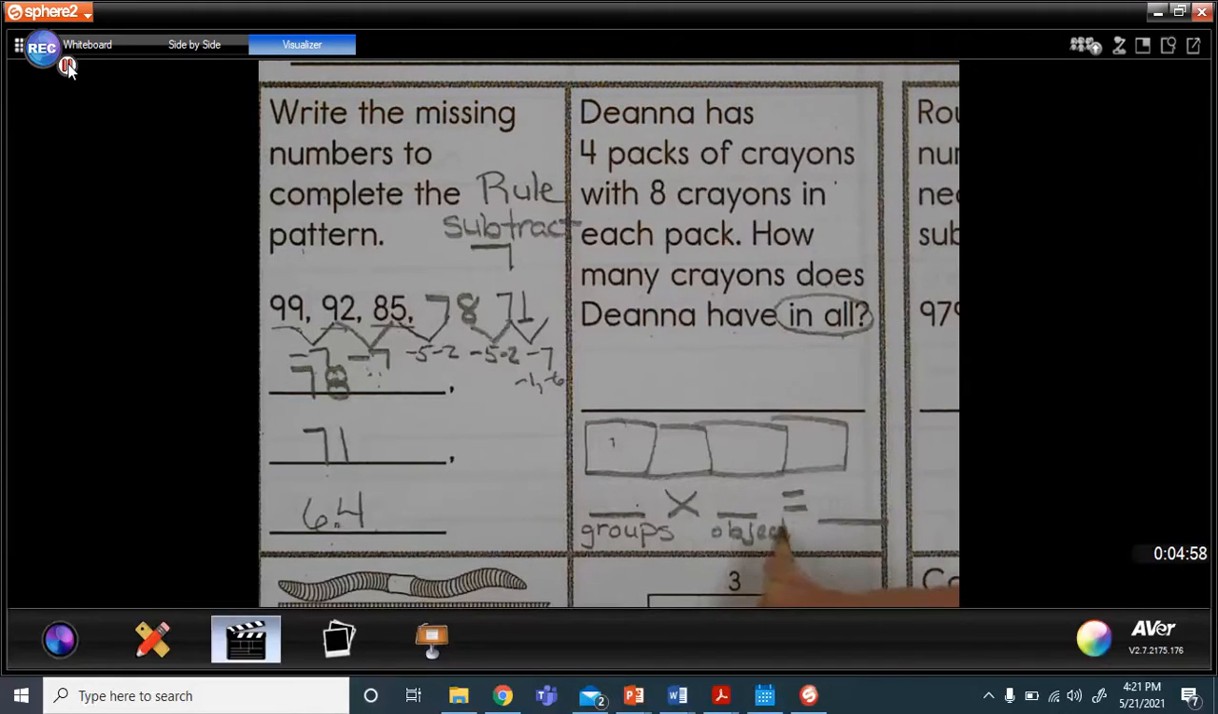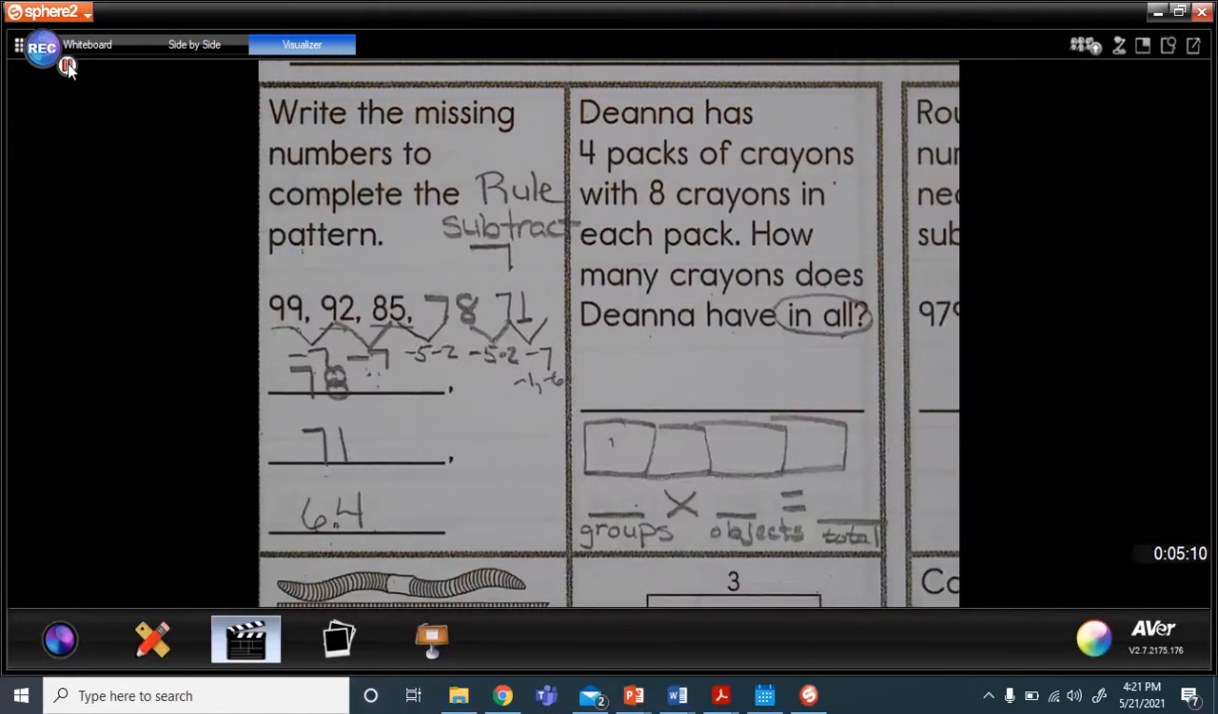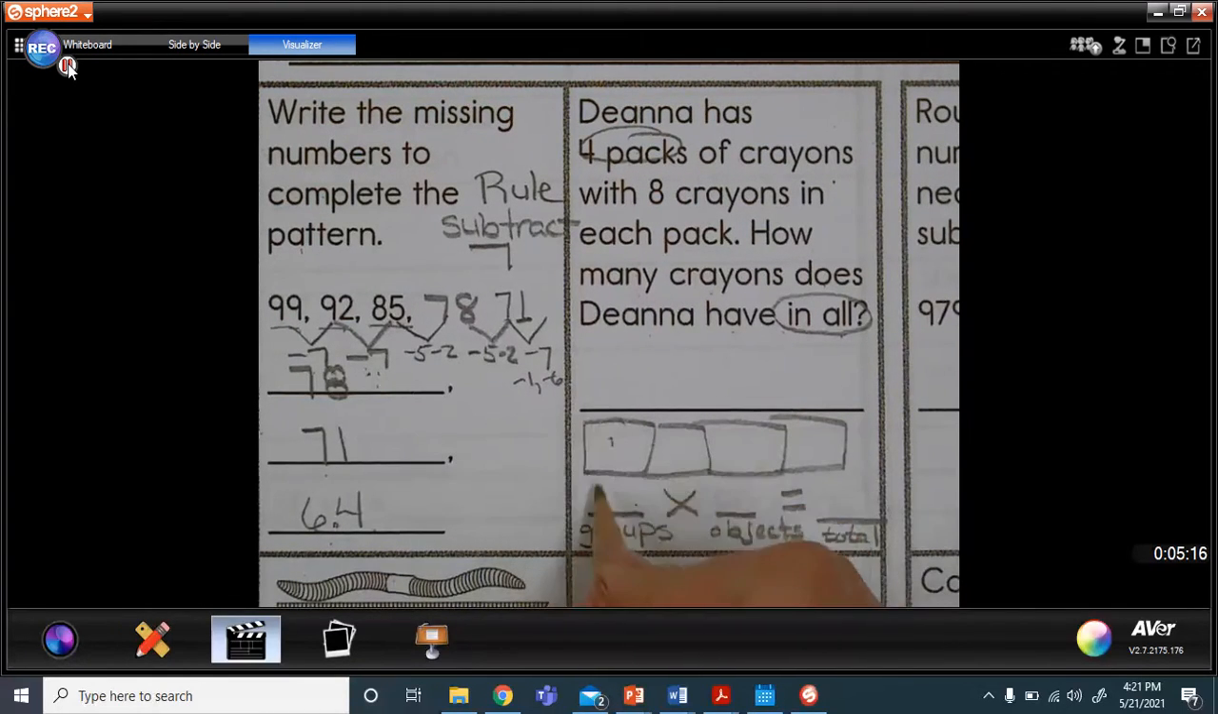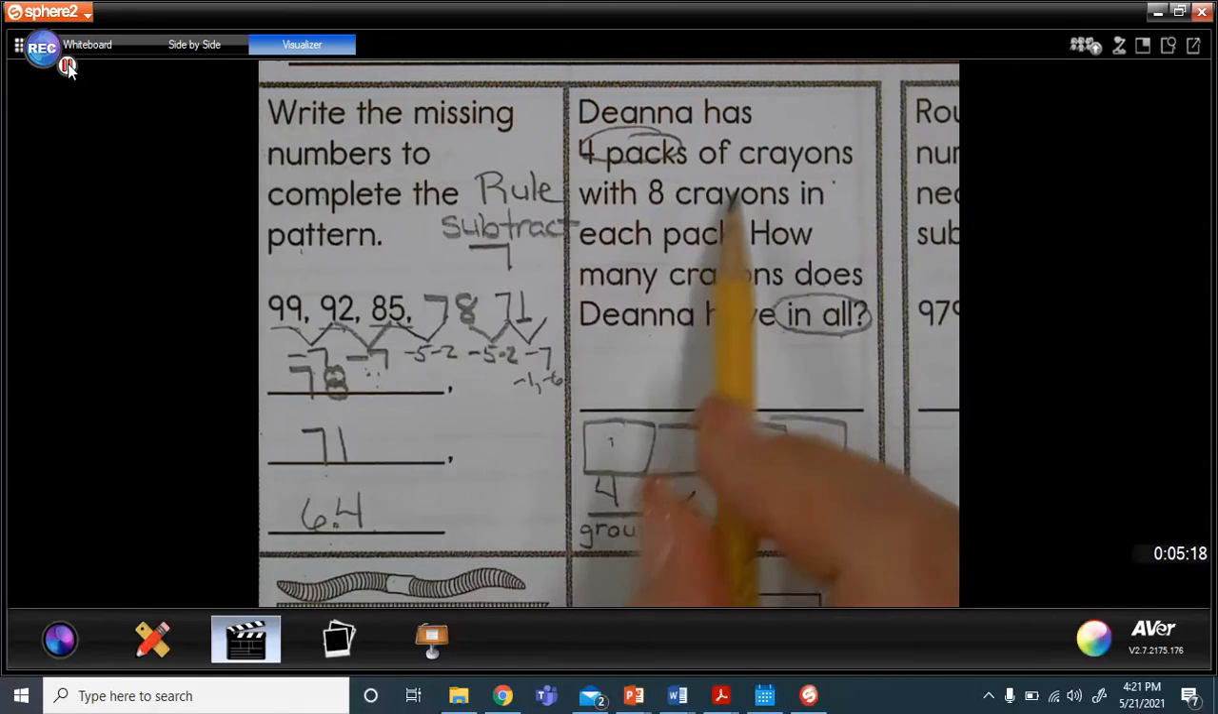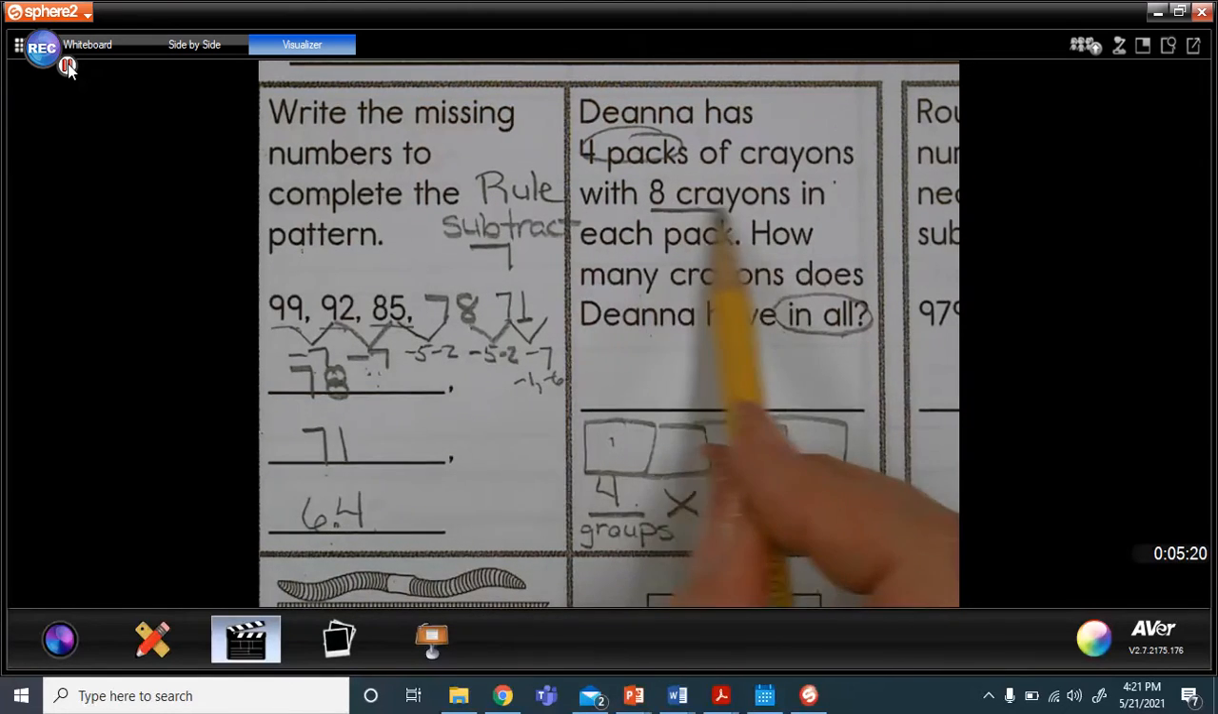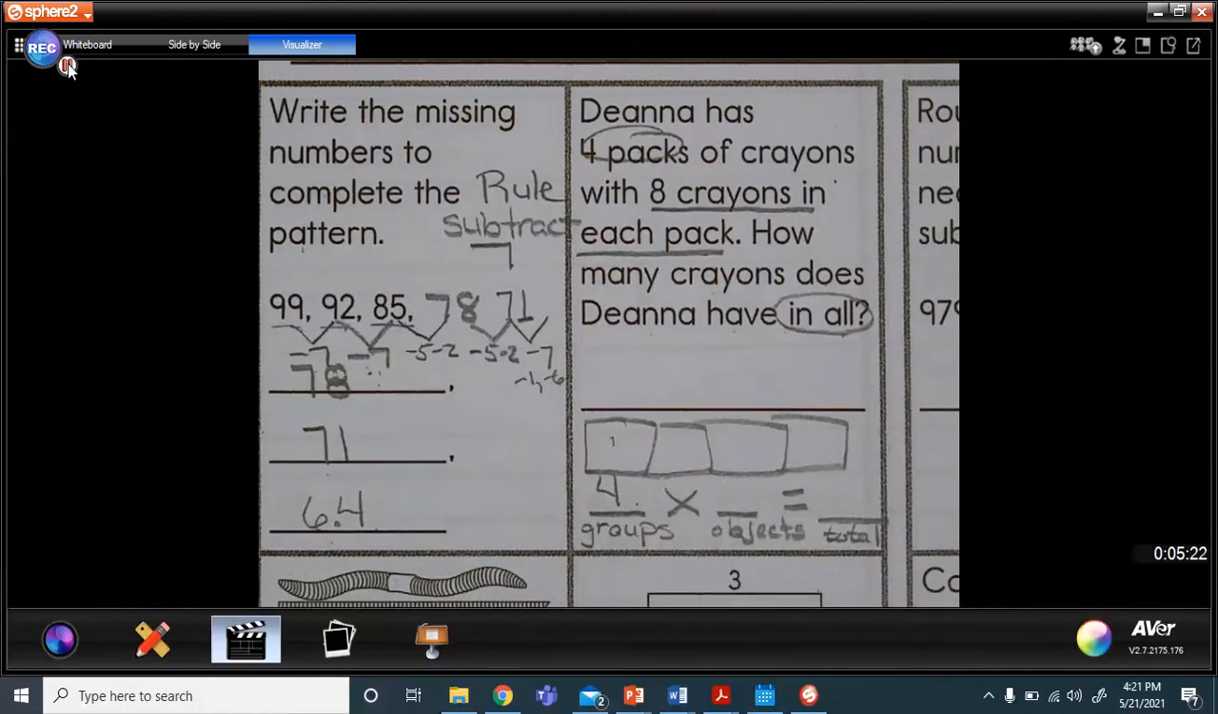We continue to have this same understanding, and you're going to use this in 4th grade too. The second factor is the objects in each group, and this is going to give me my total objects. How many groups do I have? 4 packs. How many objects are in each group? 8 crayons in each pack.